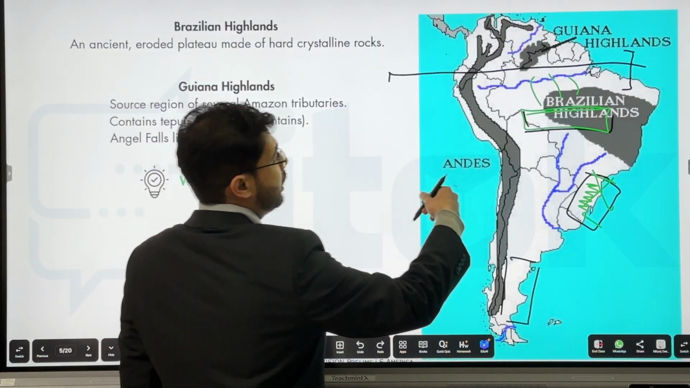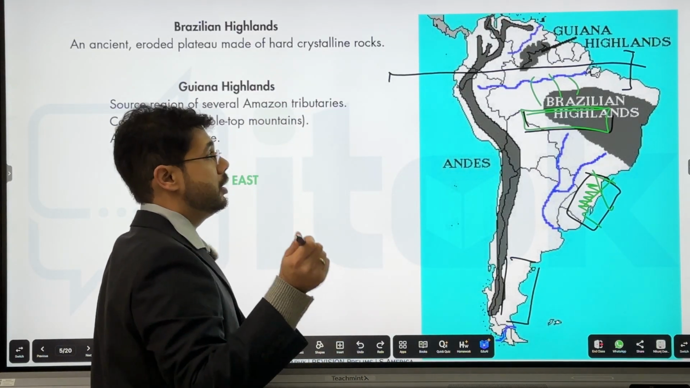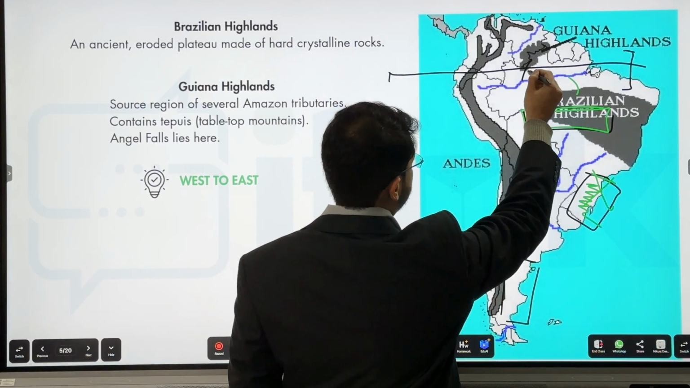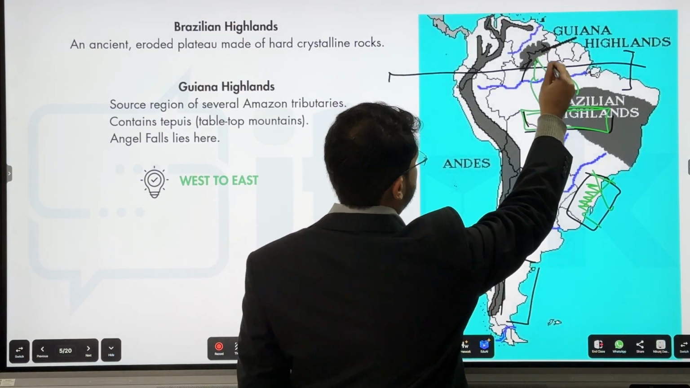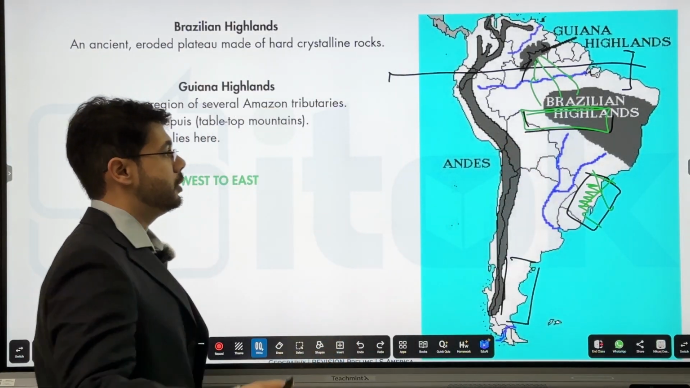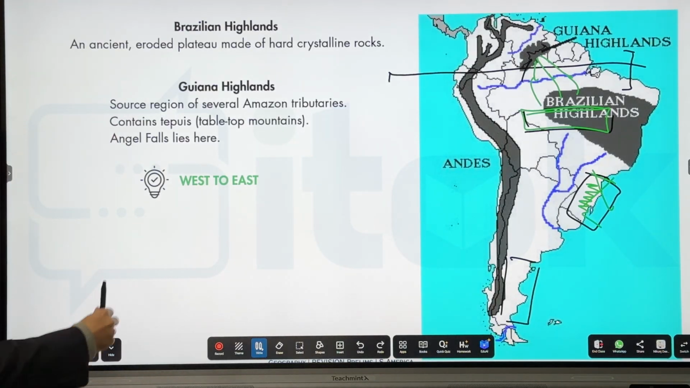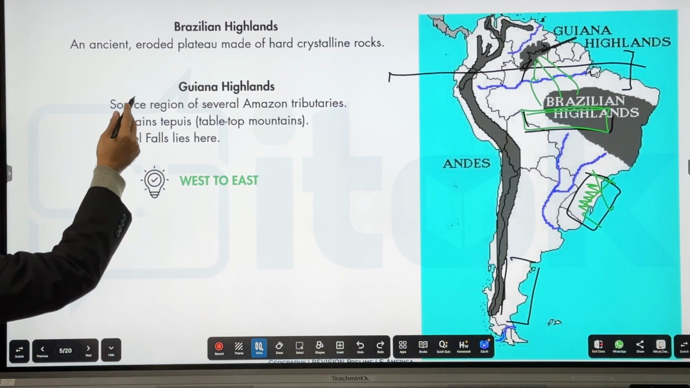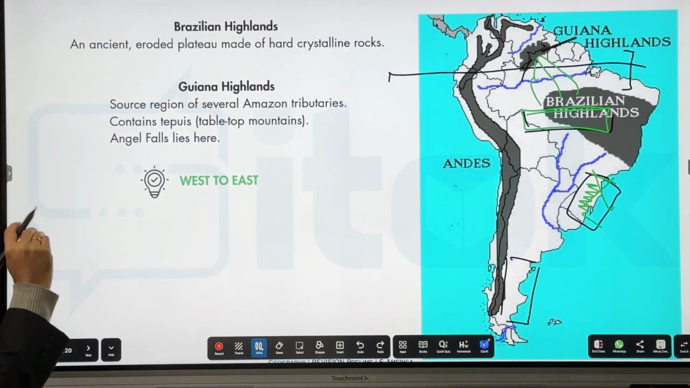Now, the same goes for the Guiana Highlands. Again, the Guiana Highlands are important, of course, in Venezuela. They also provide a lot of water for the Amazon rainforest, the Amazon River. Source region of several Amazon tributaries, the Brazilian highlands, an ancient eroded plateau. You see, it's extremely logical.